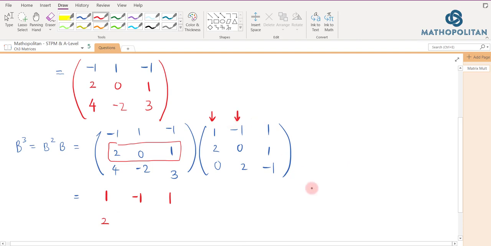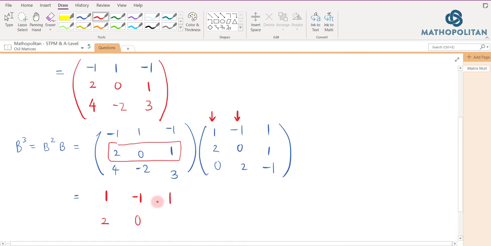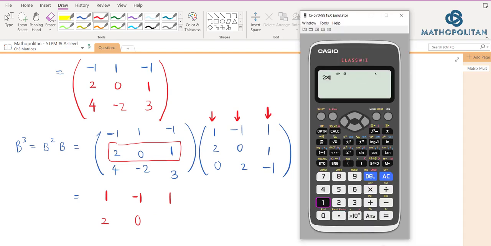Okay, then move on to the second column. So that's 2 times negative 1 plus 0 times 0 plus 1 times 2. Okay, so that's 0. And then moving on to the last column, we have 2 times 1 plus 0 times 1 plus 1 times negative 1. So that equals 1.